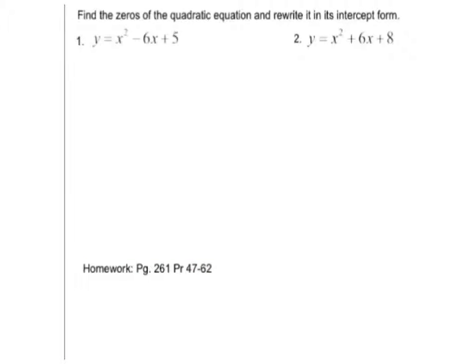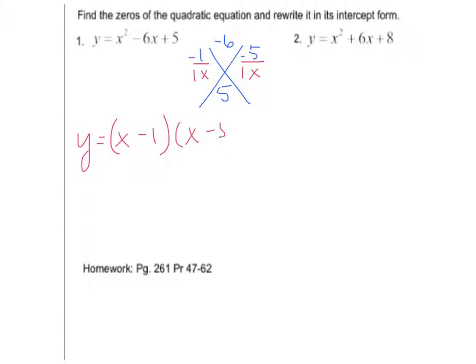In the last two examples, we need to find the zeros of a quadratic equation or rewrite them in the intercepts form. So basically we need to factor the right hand side. So I'm going to make my diamond, and I have negative 6 and 5. The two numbers that multiply to 5 and add to negative 6 are negative 1 and negative 5. And since my a is 1, I can say over 1x. So the factored form of the quadratic equation is going to be x minus 1 times x minus 5.